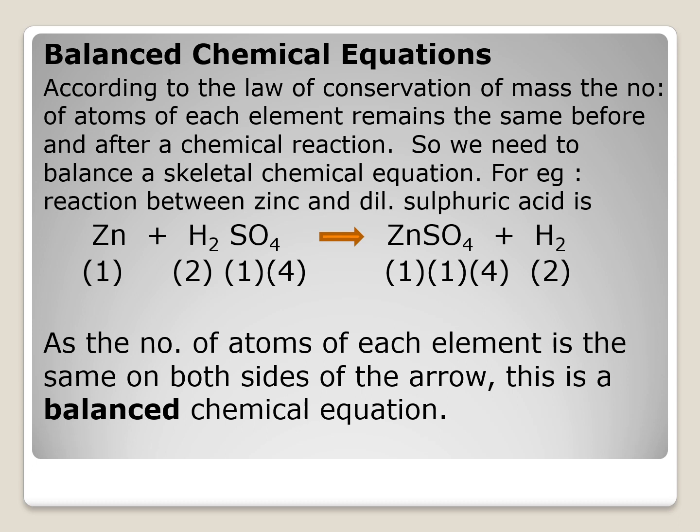Now, let's see an example. In the reaction between zinc and dilute sulfuric acid, the result is zinc sulfate and hydrogen gas. The equation is as follows. Zn plus H2SO4 gives ZnSO4 plus H2.